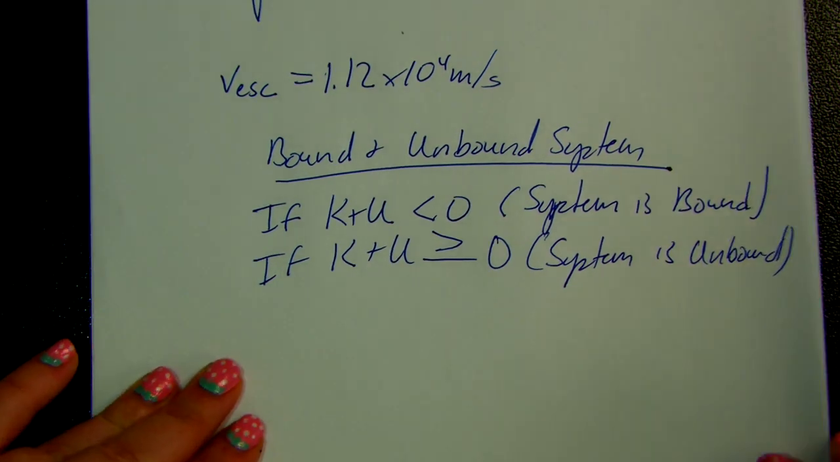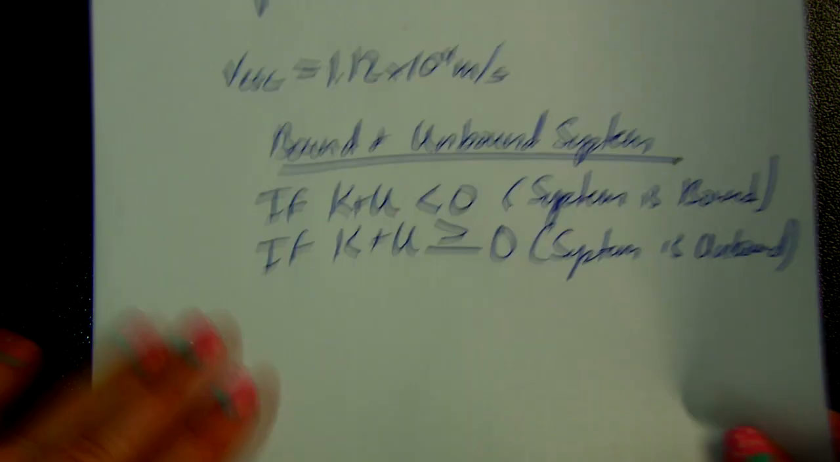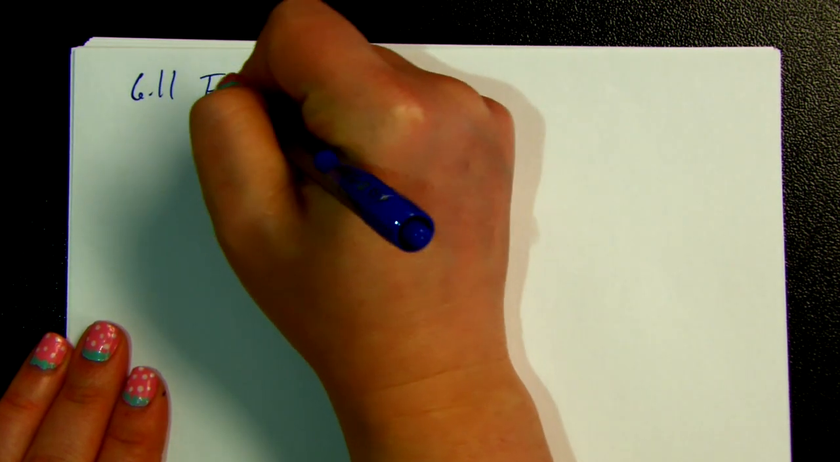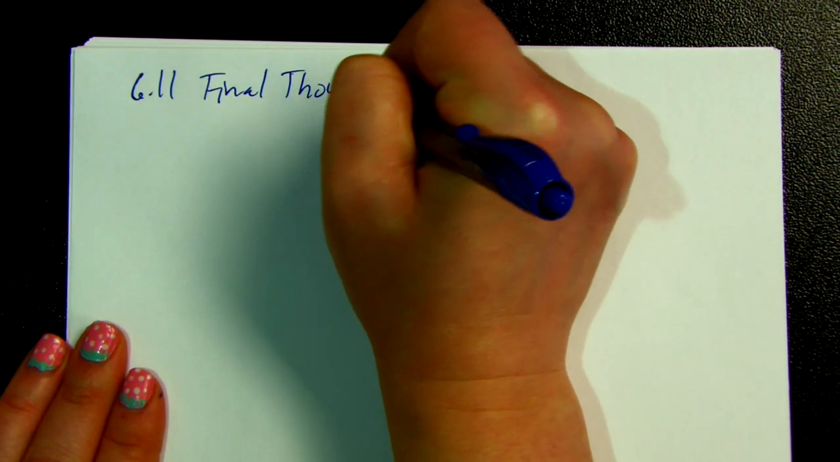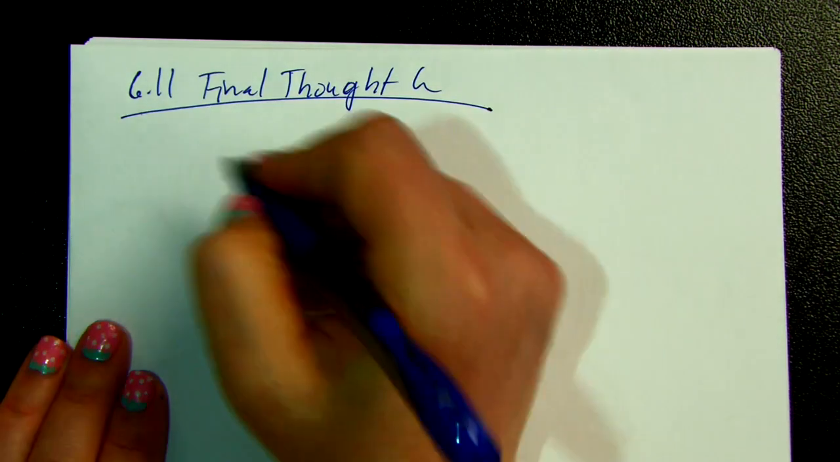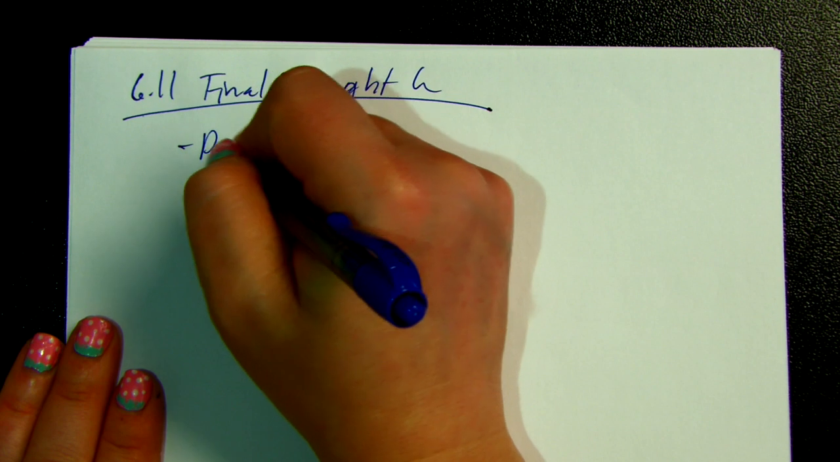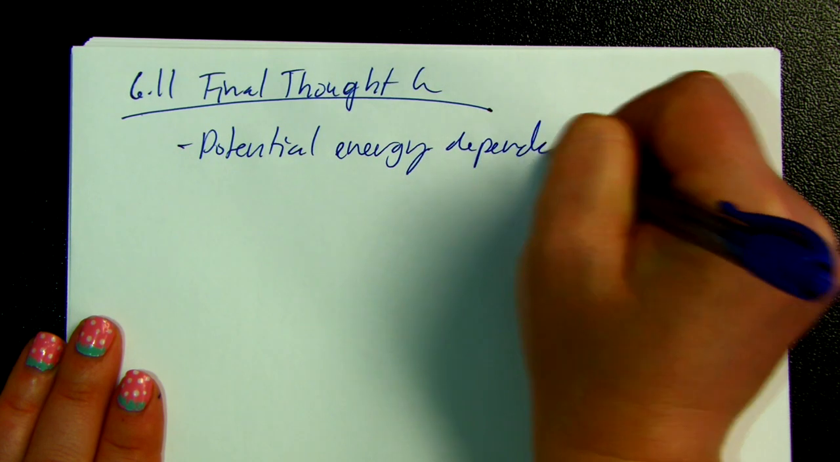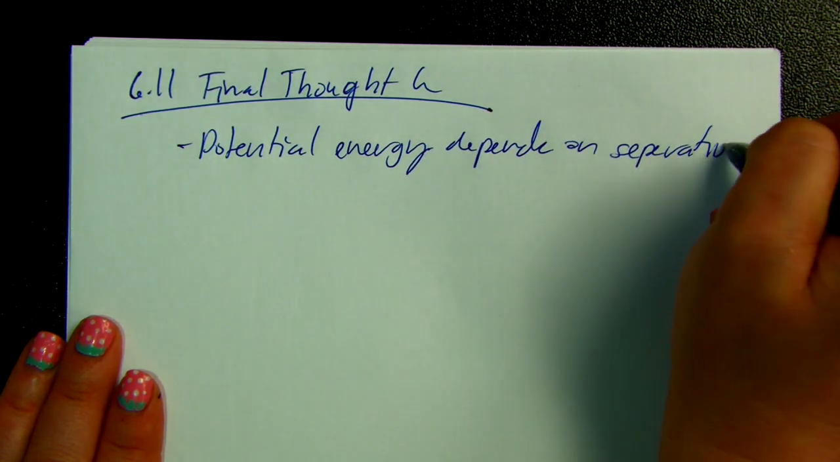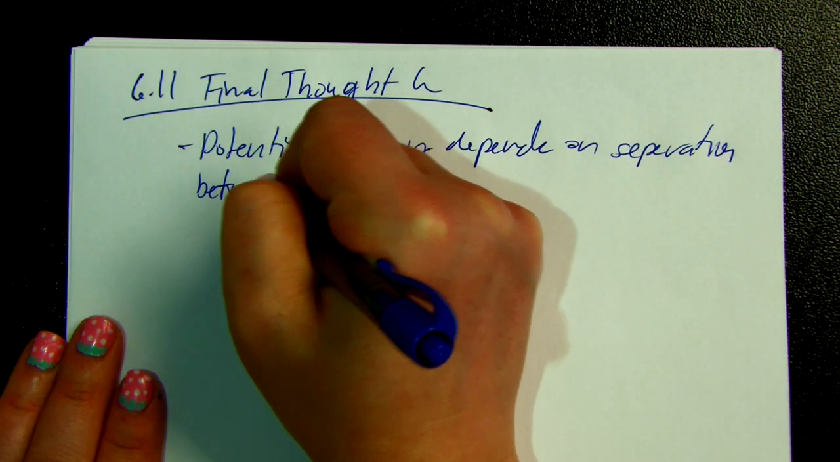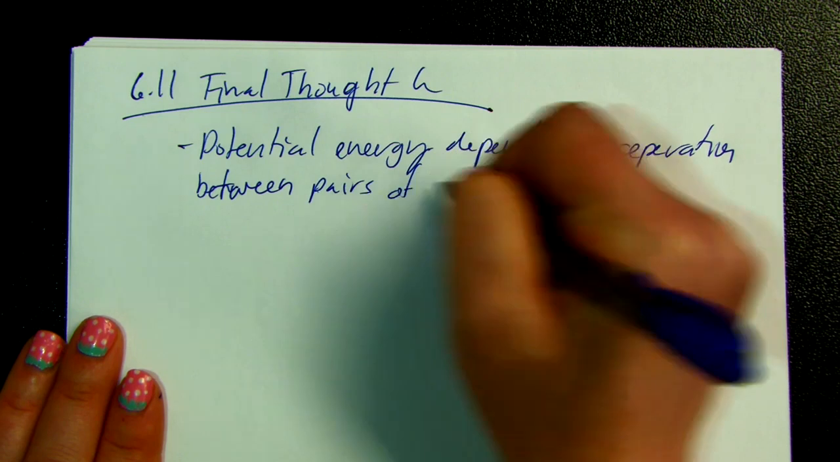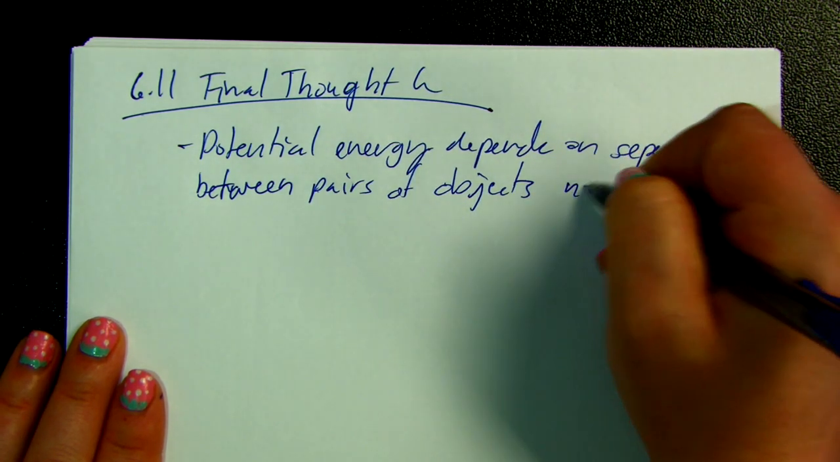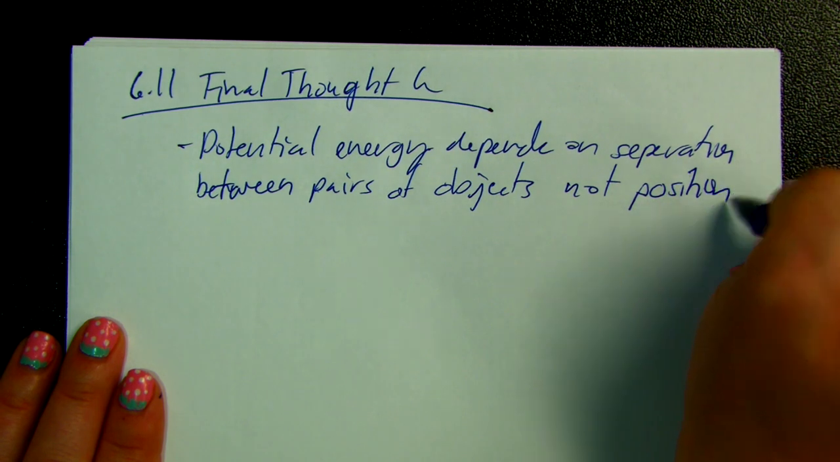Okay, so moving along to 6.11. By the way, chapter 6 is the longest chapter we do. So just some final thoughts on potential energy to take with you. Potential energy depends on separation between pairs of objects, not position. What matters is how far apart they are, not where they are.